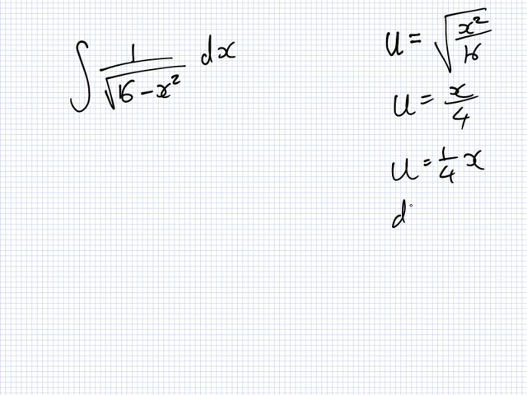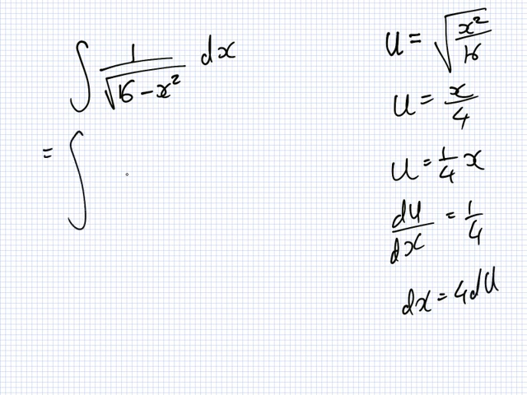So du dx equals a quarter. So dx equals 4 du. So this is equal to 1 over the square root of 16 minus 16 u squared. I can get that from this line, because x is 4u, so x squared is 16u squared, and then my dx becomes 4 du.